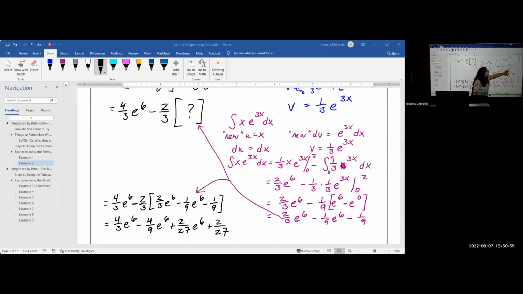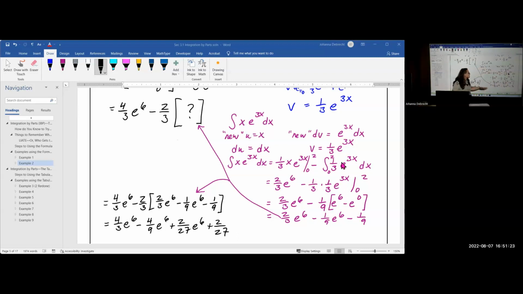So we get this 1/3 e to the 3x. Then we apply the formula, u times v, upper left times lower right. So we have 1/3 x e to the 3x, evaluated between 0 and 2, minus the integral of the bottom row, v times du, 1/3 e to the 3x dx. Well, this time, hallelujah, finally, we got something here in the integral that we can just integrate.